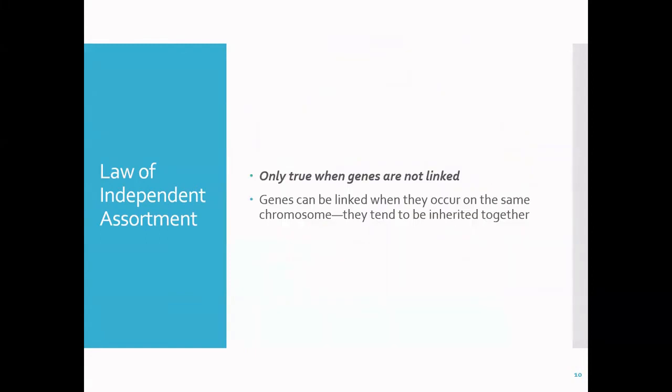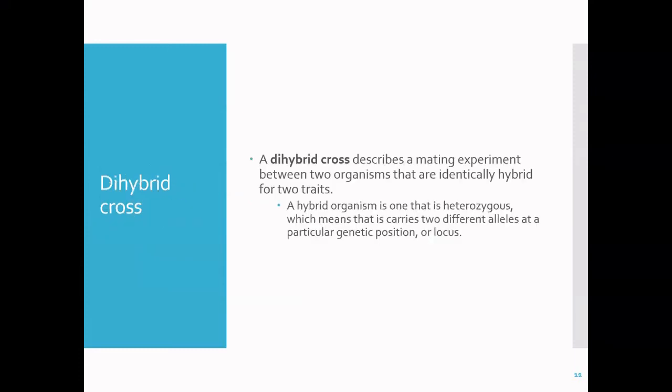So the law of independent assortment is only true when genes are not linked. Genes can be linked when they occur on the same chromosome, and they tend to be inherited together. A dihybrid cross describes a mating experiment between 2 organisms that are identically hybrid for 2 traits. A hybrid organism is one that is heterozygous, which means that it carries 2 different alleles at a particular genetic position.